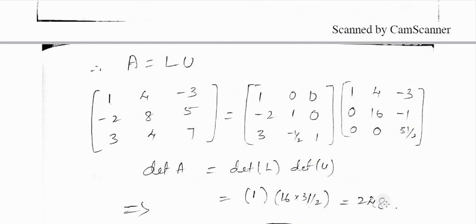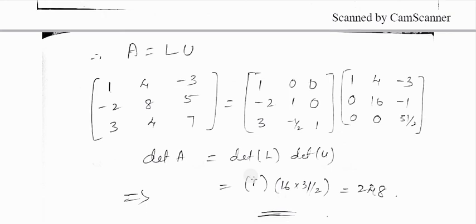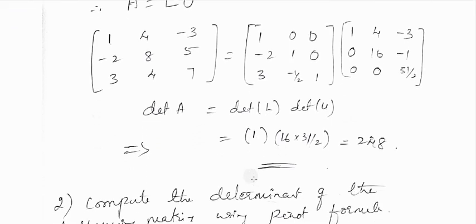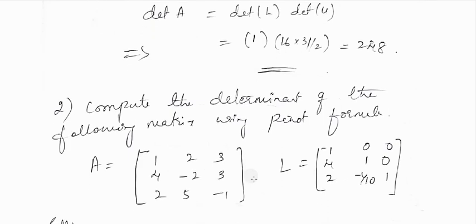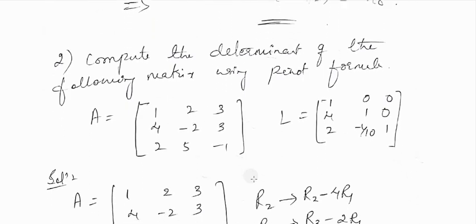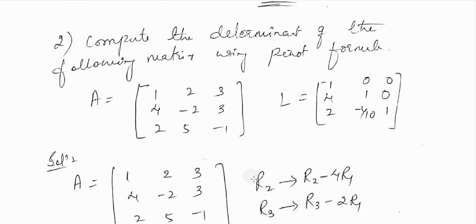So this is the alternate method, using LU factorization, for finding the determinant. Without expanding the determinant, we can find its value with the help of the pivot formula, that is 248. So one more example I have taken. In the second example also, I have A and L.